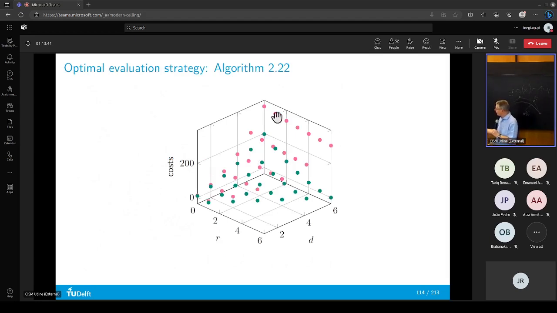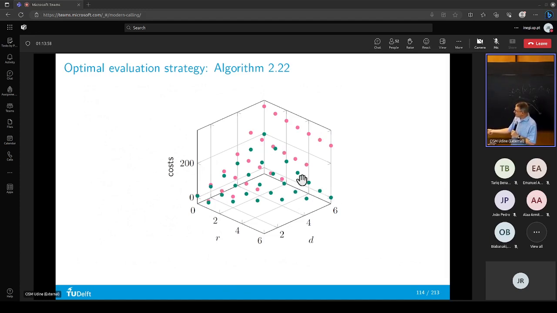So the purple one was the optimal thing? Now this is the green one. You see the green one is really much, much more efficient. So purple, green, or the same thing. Okay, this is maximal degree, maximal derivative.